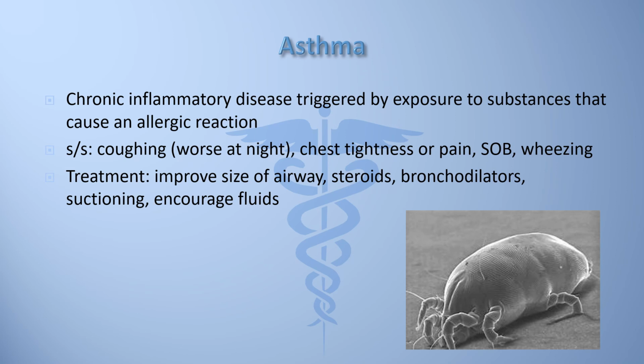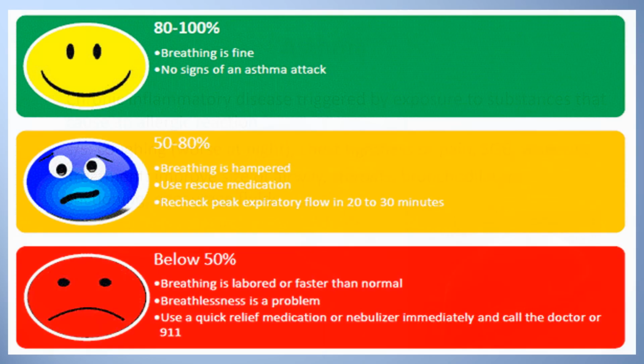We want to make sure we're encouraging them to do their peak flow rate meters. This is an asthma action plan. When they're talking about the percentage up top, we're talking about their peak flow, what they blow normally. If it's between 80 and 100, their breathing is fine and there's no signs of an asthma attack, you're going to continue as is.